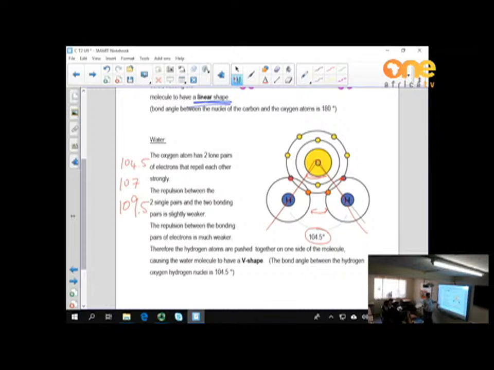Why is the bond angle in water smaller than in methane or ammonia? Because in water, we have got lone pair repulsion that pushes the hydrogen atoms down. You follow? All right. Why is the angle in ammonia bigger than the angle in methane?